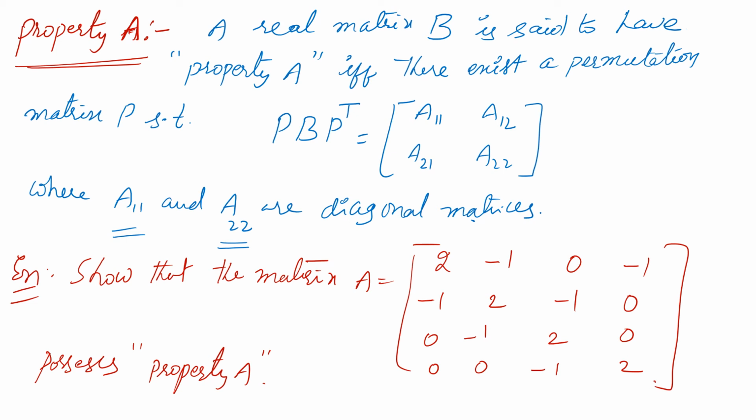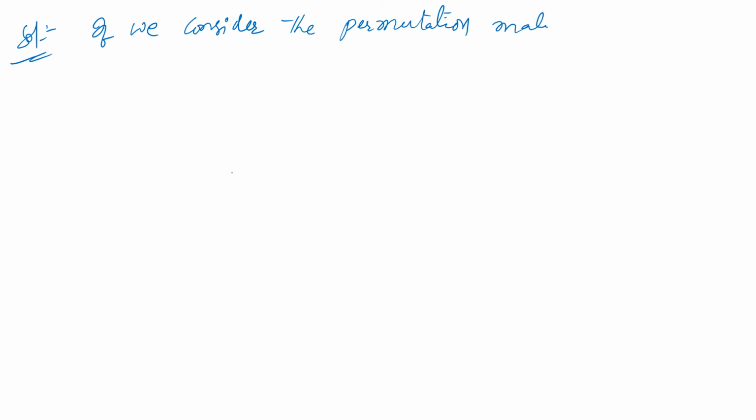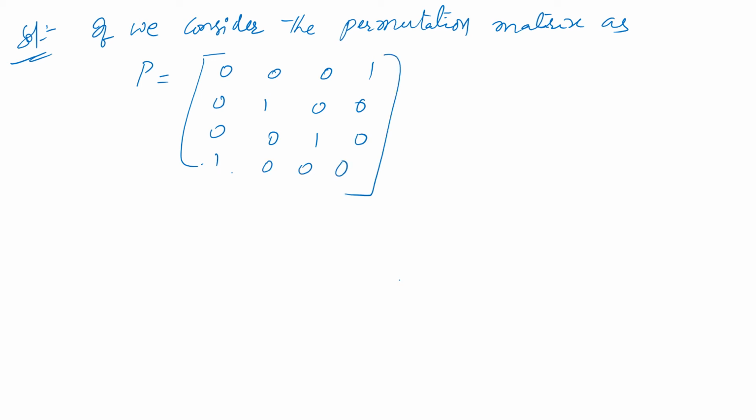Now for this, what do I have to consider? I have to consider one permutation matrix. What is the definition of a permutation matrix? Each row and each column must contain exactly one one. Choosing this permutation matrix is somewhat complicated, problem to problem. Since the matrix is 4x4, I have to consider a 4x4 permutation matrix. In the first row, I'm taking 0, 1, 0, 0, then 0, 0, 1, 0, then 1, 0, 0, 0. See, every row and every column has exactly one one.